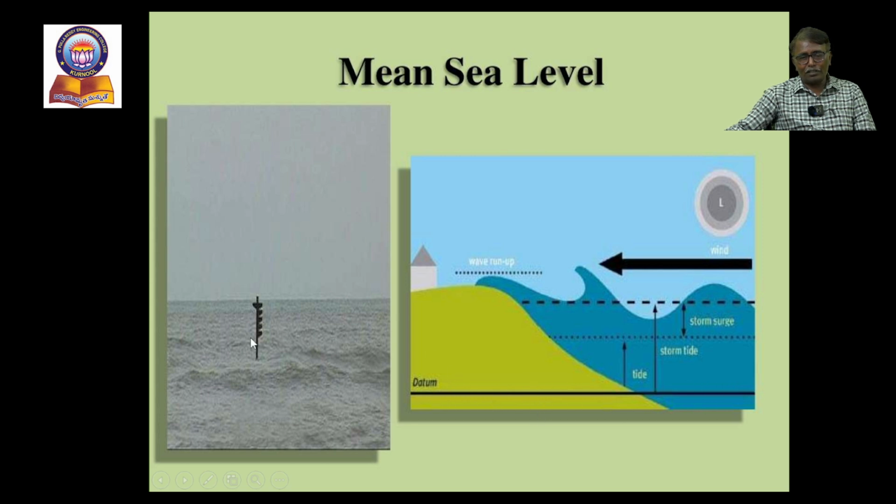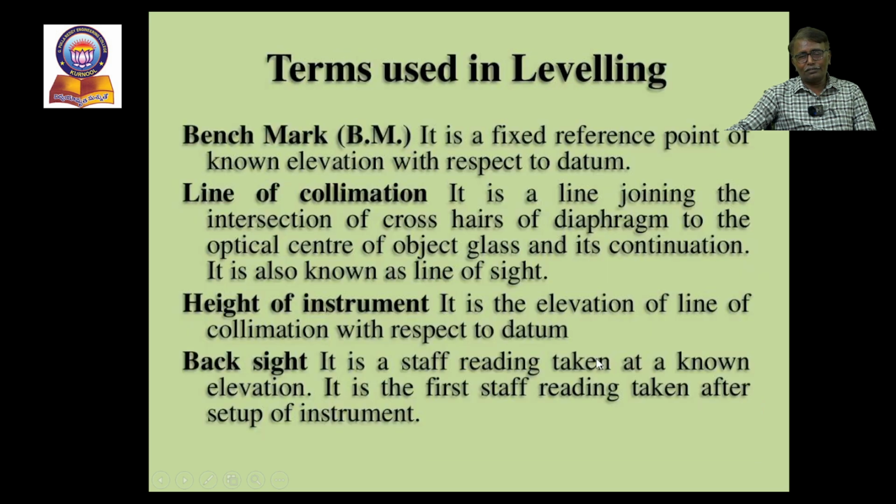Because sea level is not constant, every day it was changing, day and night values will be variable. So on an averaging of the 19 years data, we will obtain the datum, mean sea level.